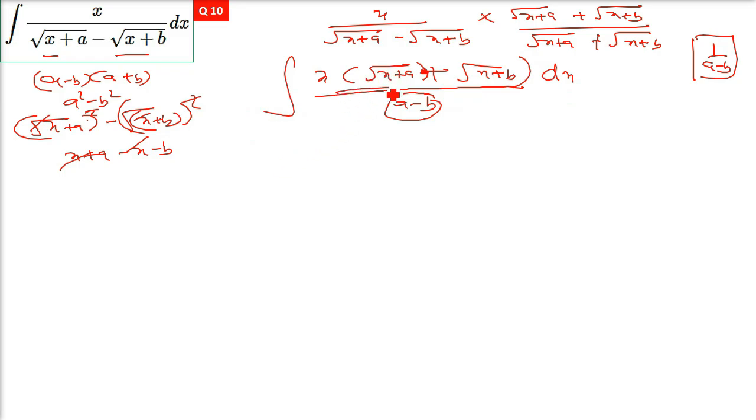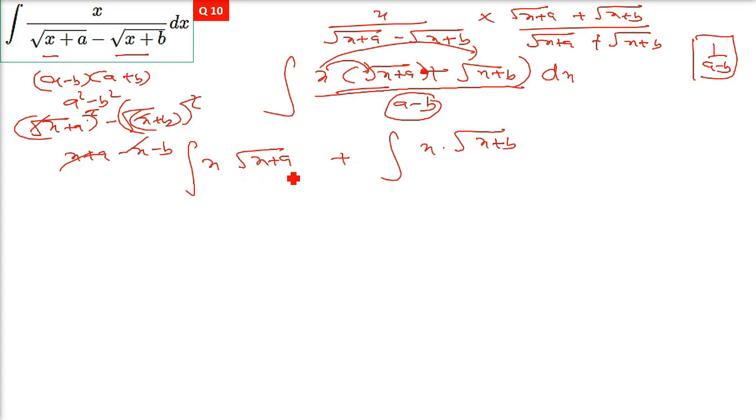So this one integration I will do, and the other will come by itself. You'll just see. So x into under root x plus a, 1 by a minus b, I'll introduce later. It's already there. You have to put it every time. This is just an explanation. That's why I'm not writing it right now. So this is so easy now.